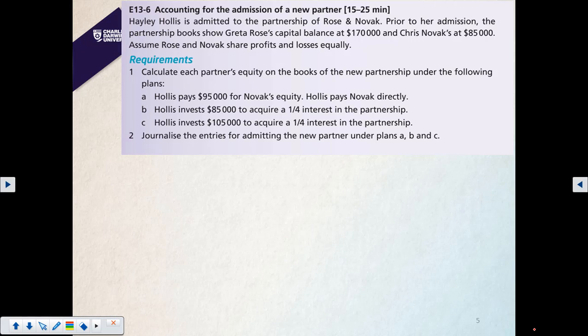Okay, accounting for the admission of a new partner. Let's do this one. A bit difficult, but let's try this one. Holly is admitted to the partnership of Rose and Novak. Prior to her admission, the partnership books show Greta Rose's capital balance is $170,000 and Chris Novak's capital balance is $85,000. Assume Rose and Novak share profits and losses equally.